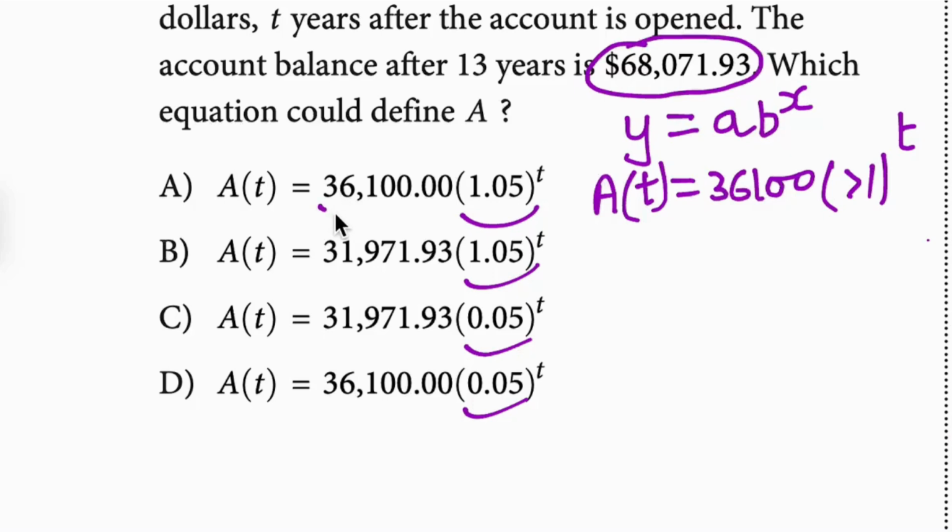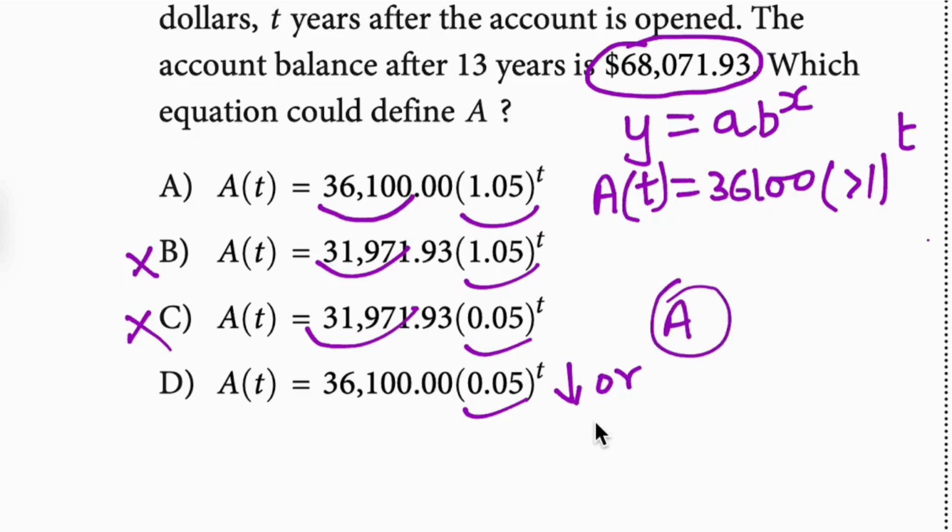So the initial amount is 36,100. This is the option. It's not the initial amount, cancel it. Now if I see A and D, this decimal 0.5 is less than 1. That means a decrease is happening. Decrease in the money is happening, but our money is increasing because we are taking the interest. So that means A is the right option. I hope if you go through the whole concept one more time, exponential functions will make much more sense to you.